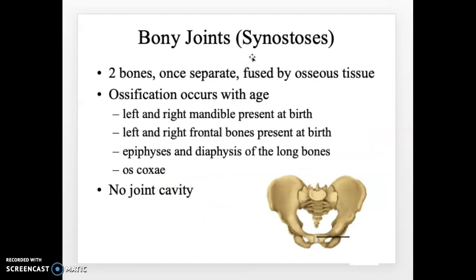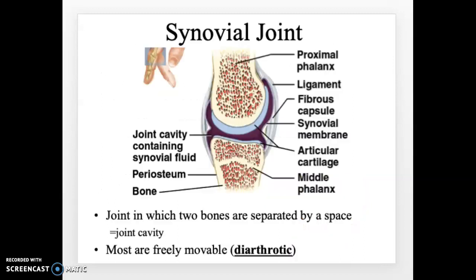Bony joints, so these are synostoses. These are completely fused together. So the example here, I know the arrow looks like it's pointing at the pubic symphysis, but we're more talking about the hip bone itself. So the os coxae is three separate bones, ilium, ischium, and pubis, held together, and they have completely ossified by adulthood. Another example, your jaw, your left and right mandible, are completely fused together. So these are bony joints.